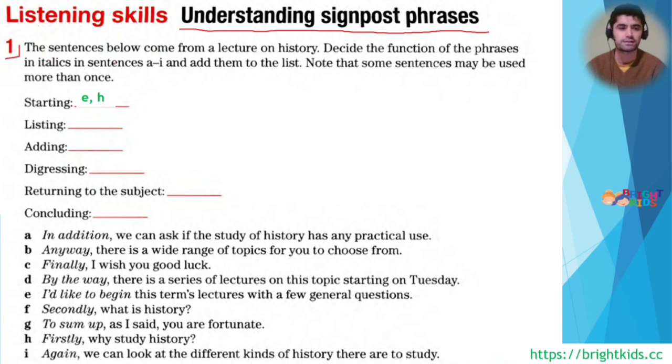It says the sentences below come from a lecture on history. Decide the function of the phrases in italics in sentences A to I and add them to the list. Note that some sentences may be used more than once. Okay, so the starting phrases have already been written here. They are E and H. Now let's take a look at E and H to find out about the starting phrases.